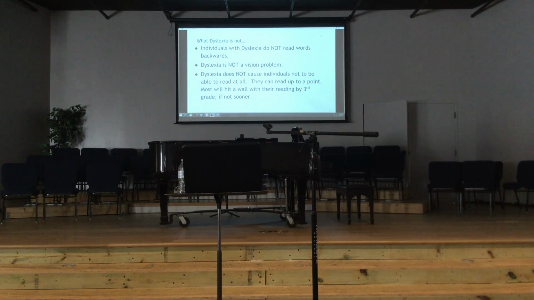Dyslexia is not a vision problem, although many of these kids do have vision issues that come along with it, especially like a visual processing disorder. It's a separate thing, but a lot of them have it. But fixing the visual processing disorder does not fix the dyslexia. Dyslexia does not cause individuals not to be able to read at all. They can read up to a point. Most will hit a wall with their reading by 3rd grade, if not sooner.